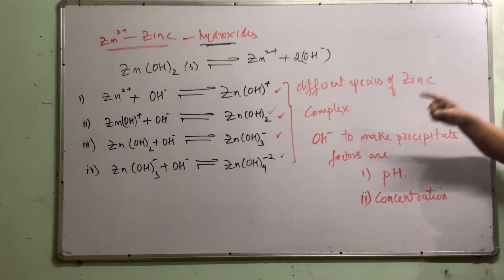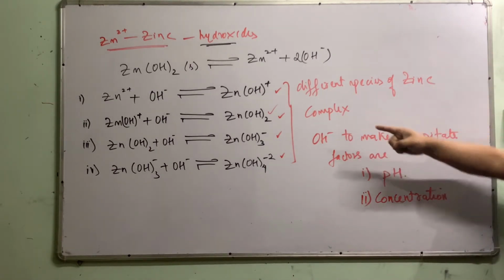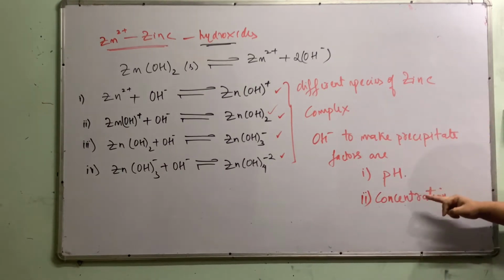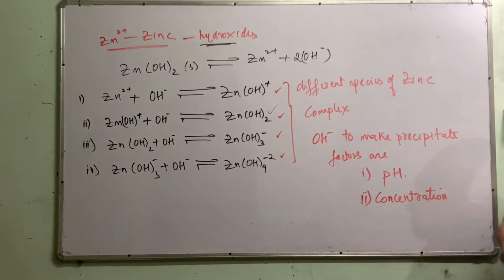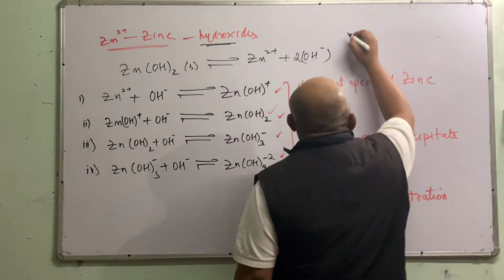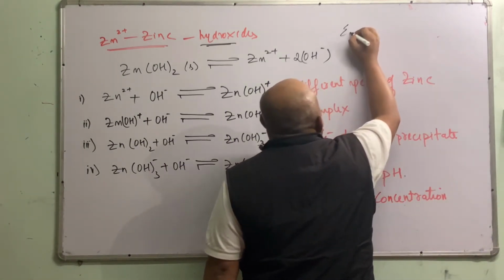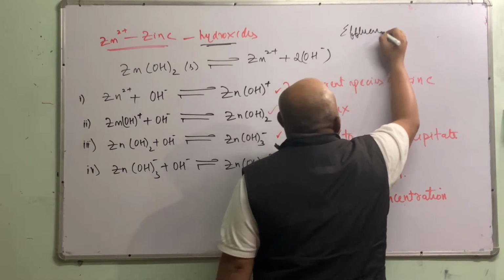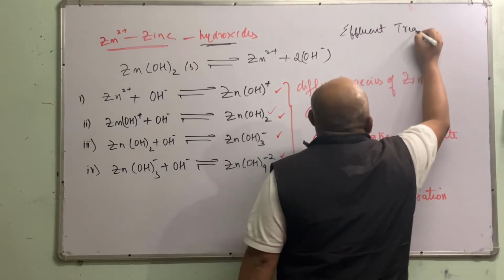Now we are going to see at what pH zinc is going to precipitate, number one, and number two, at what concentration it is going to start precipitating. Say you have a particular industry, and you say, sir, my industry is leaking out, say, 50 milligram per liter of zinc in the water. So what should the pH be so that I can precipitate it? Example: you have your industry's effluent treatment plant.